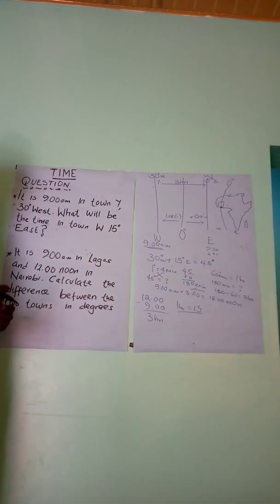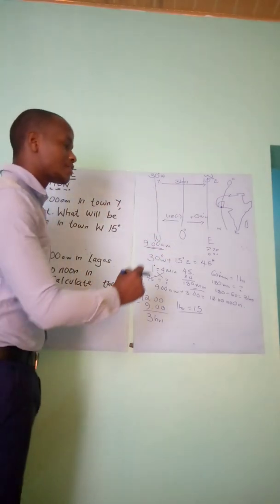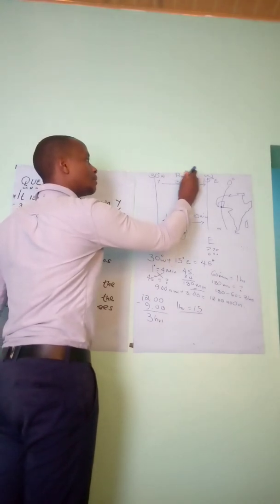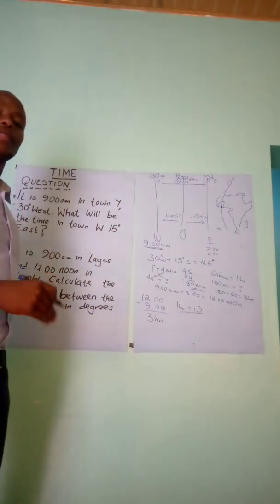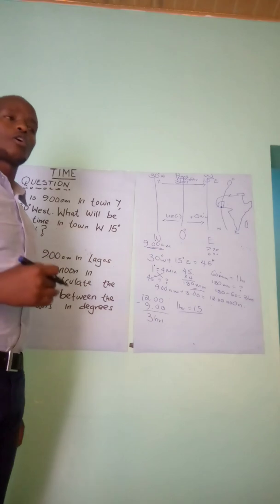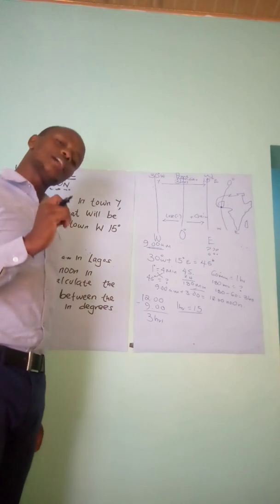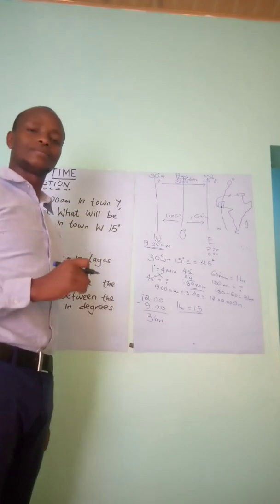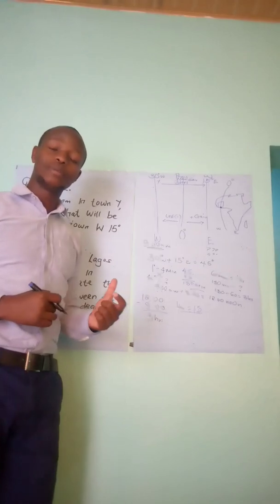It is 9 a.m. in town Y, 30 degrees west. This is the town Y. Obviously, we have said that the prime meridian divides the earth into the east and the west. The prime meridian is also called the Greenwich meridian. This is because it passes through a small city in London known as Greenwich town. And that is why it gets the name Greenwich Meridian.